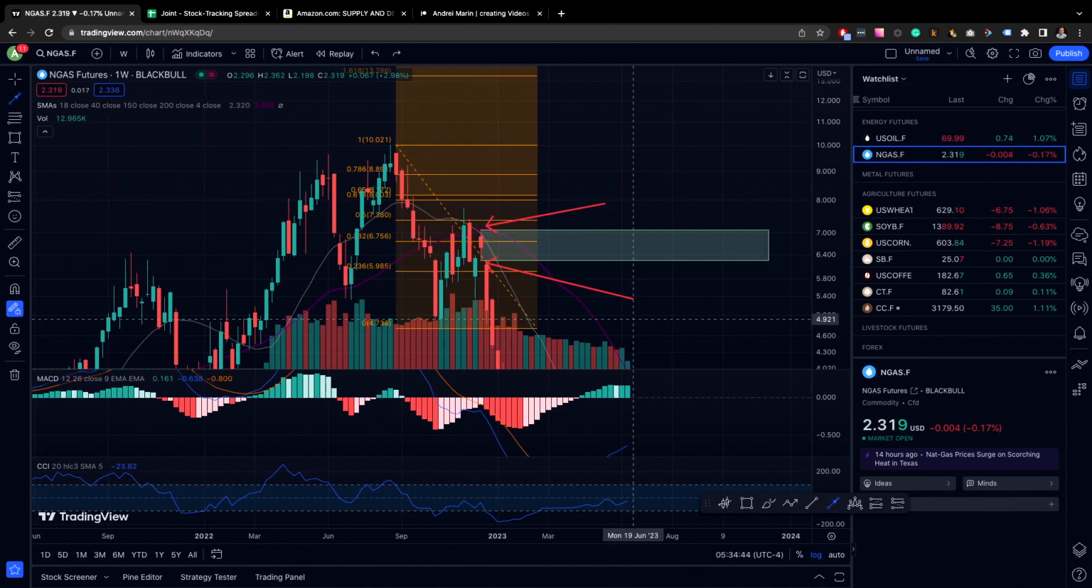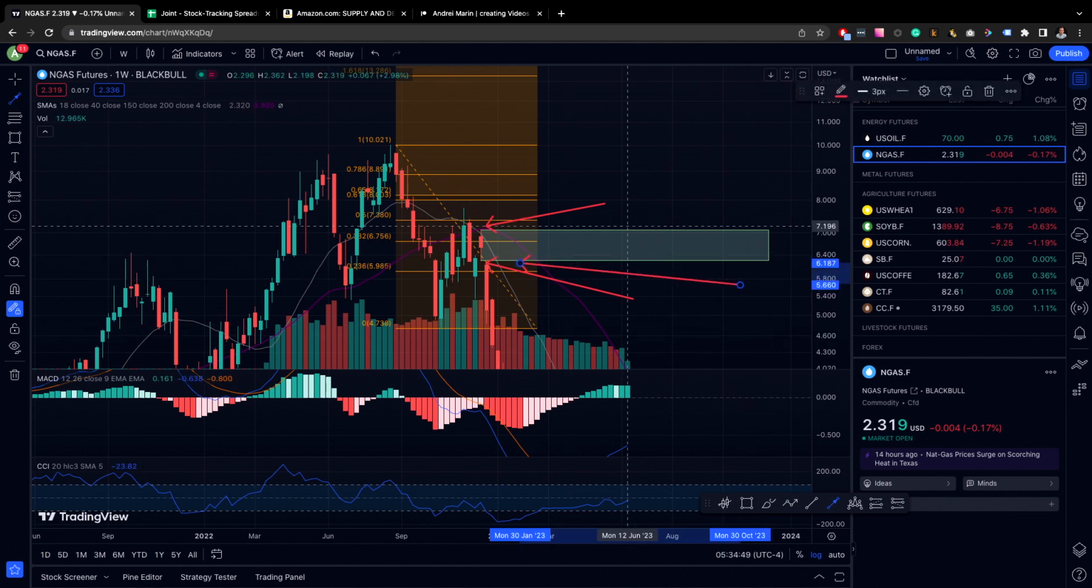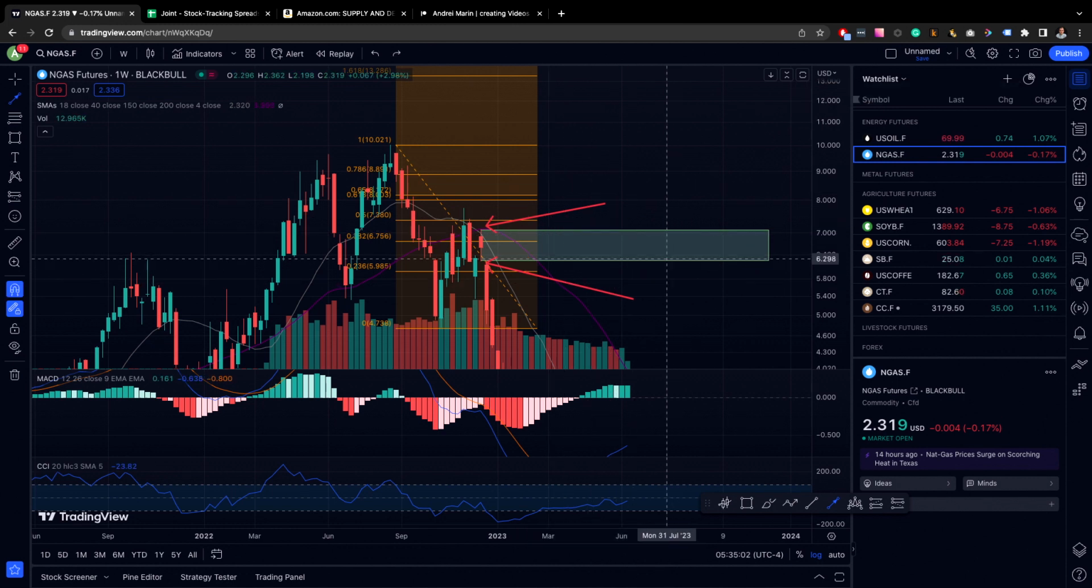Now, when you do things this way, this here is going to be your entry, and this here is going to be your stop. So obviously this is a pretty big gap. This is going to be your maximum risk, guys. So it's important to understand this. It's important to come up with a structure that works for you and for your risk tolerance.